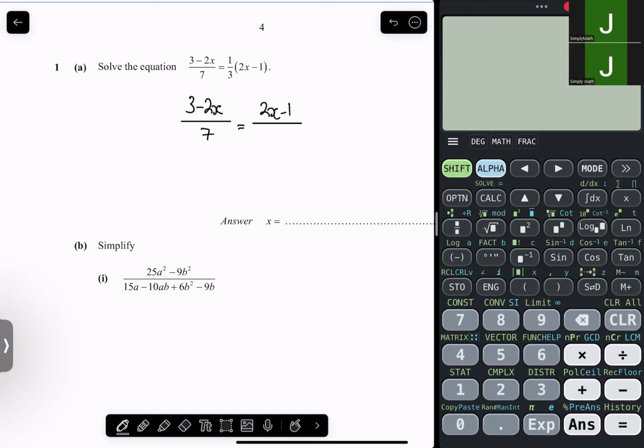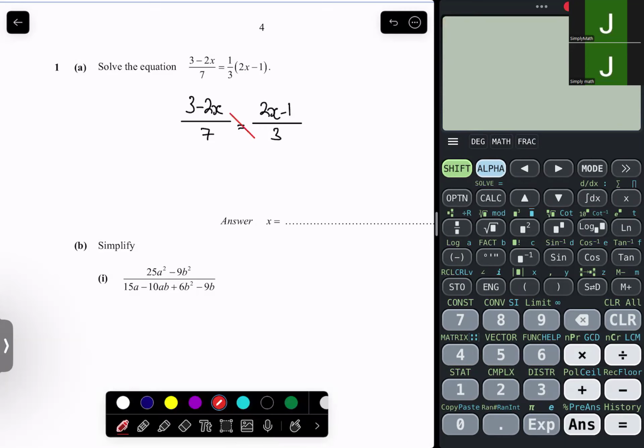Okay, I bring the 1/3 into the equation. Now, when we have an equation like this in a fraction form, the first thing that I will do is definitely to cross multiply. Bring the 3 to the other side, bring the 7 to the other side, because I don't like to deal with fractions. So cross multiplying, I will have 9 minus 6x equals to 14x minus 7.